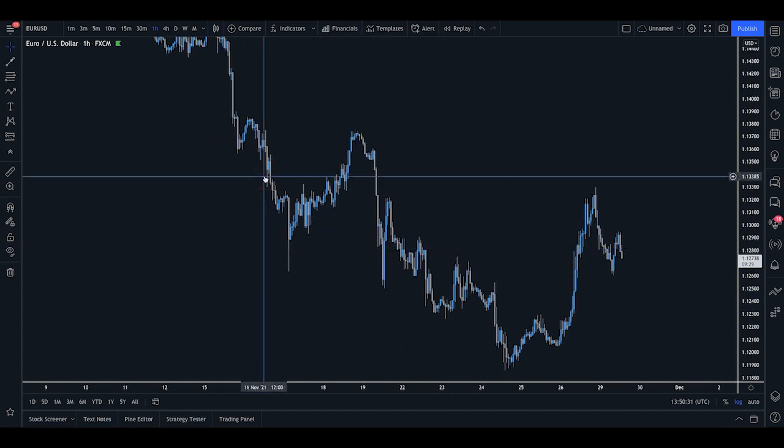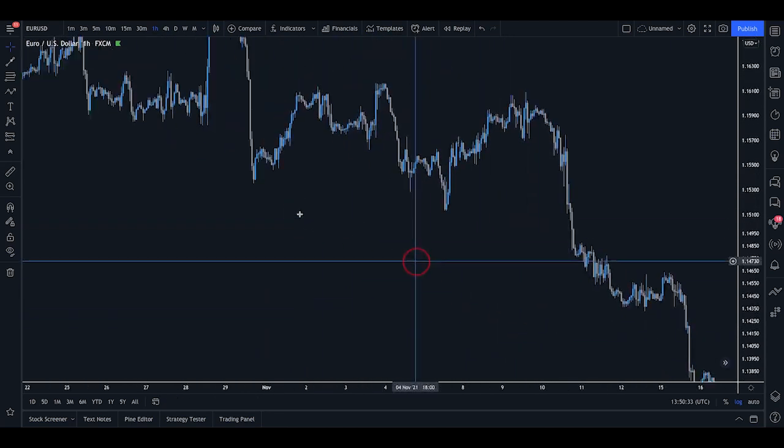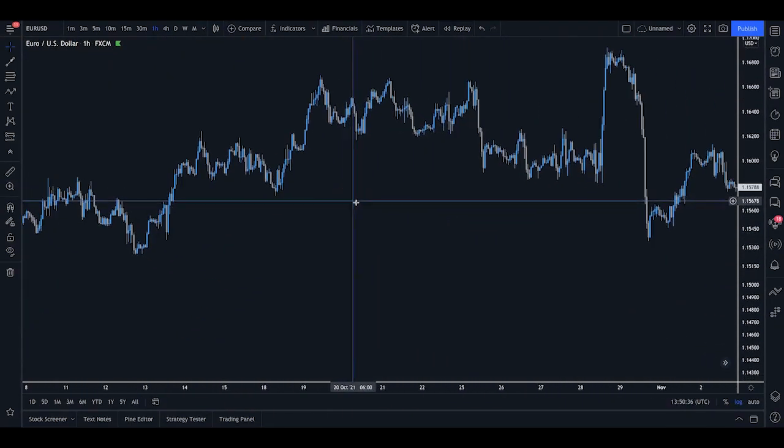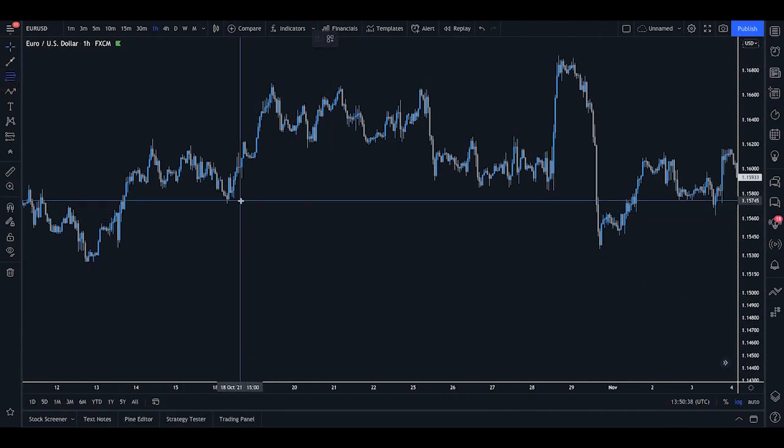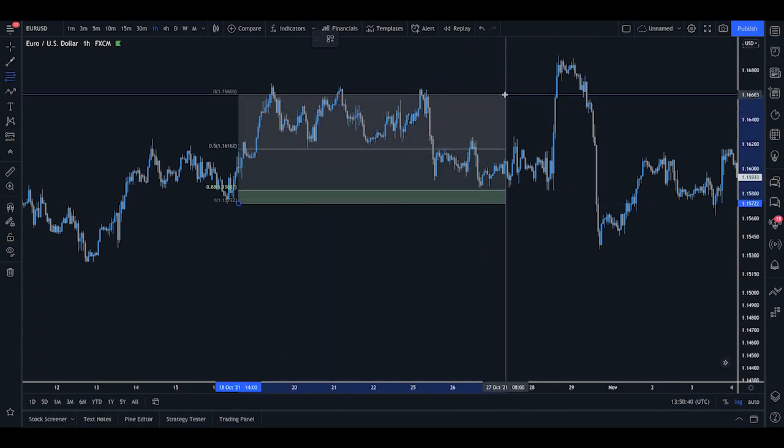So if you want to go and backtest that and you think that that's going to be something that will bring benefit to your trading and is going to help you within your trading, then go ahead and do that because it could be very beneficial to you.